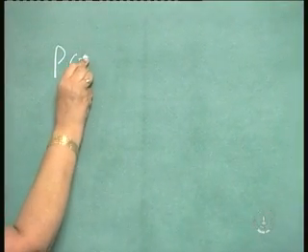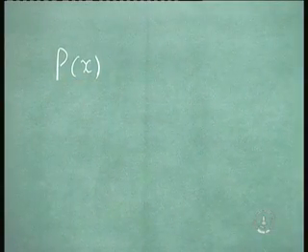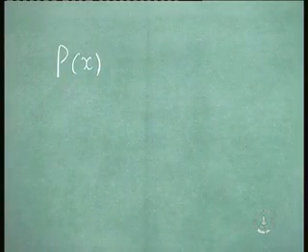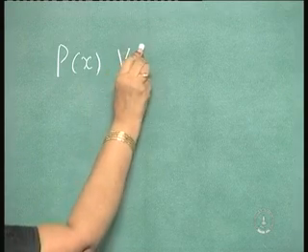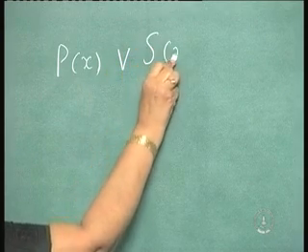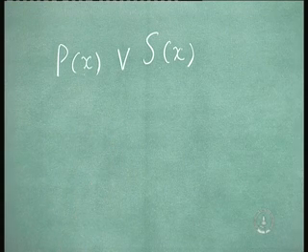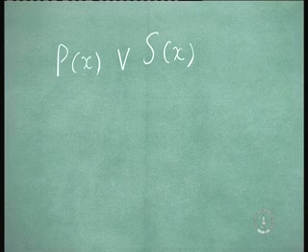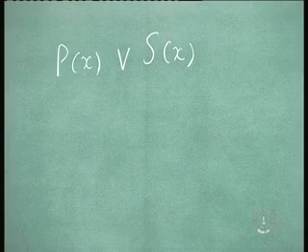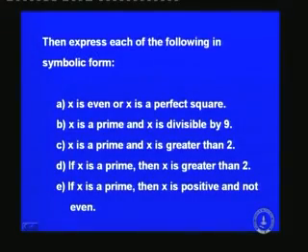P of x denotes x is a prime, or x is a perfect square, S of x denotes x is a perfect square. So, x is a prime or x is a perfect square is denoted by P of x or S of x. Consider D.